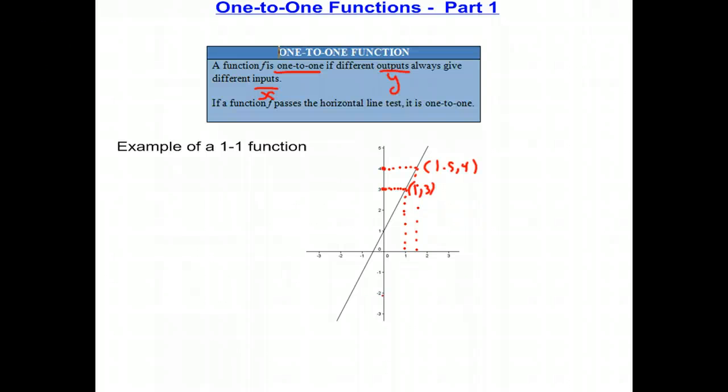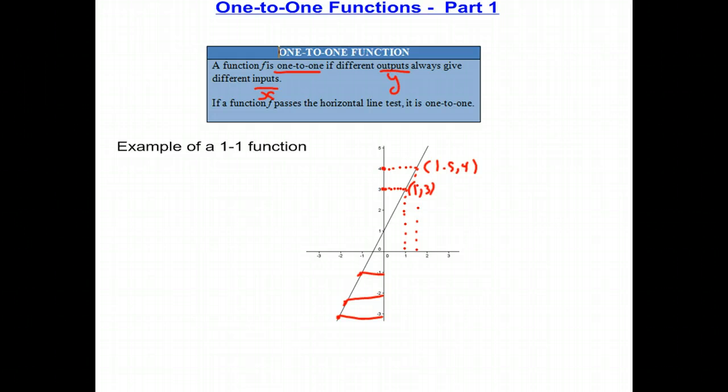Here's a y value. Notice how it intersects the graph in only one spot. So one y value, only one x value. A y value of -1 intersects the graph in only one spot. And that's true for every single point on this function. And if that is true, then it is considered a one-to-one function.